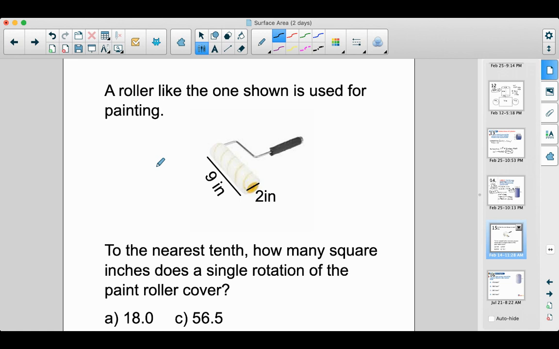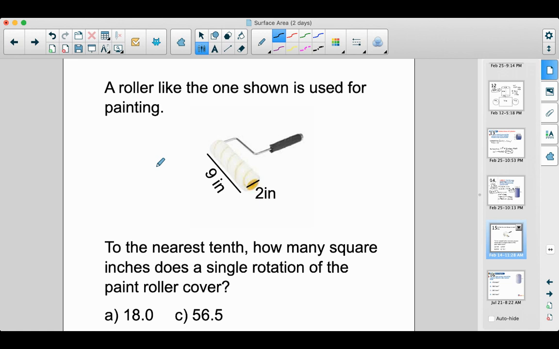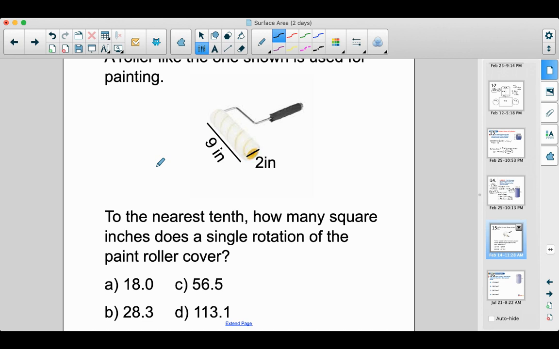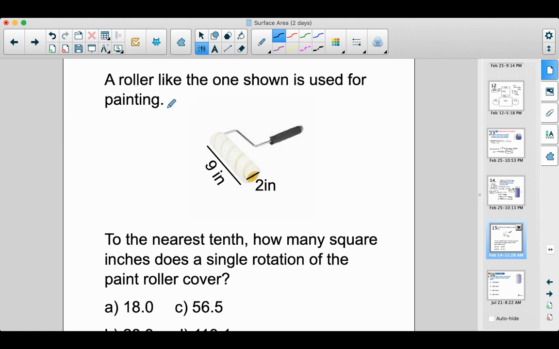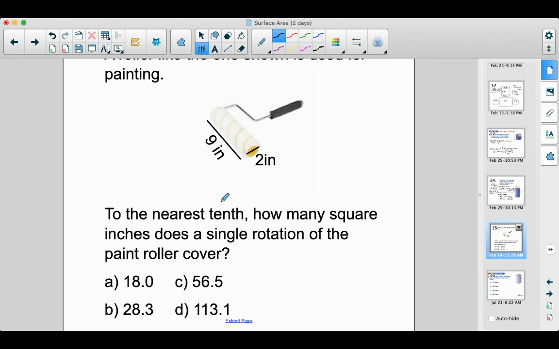All right, if I look at this one, it would also have me just finding the lateral surface area. So when you think about rolling this roller, it's asking how many square inches does a single rotation cover. The single rotation would just be once around the outside, so that would just be the area of the outside.